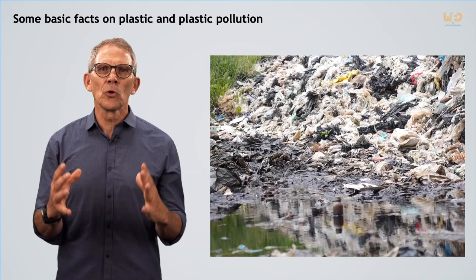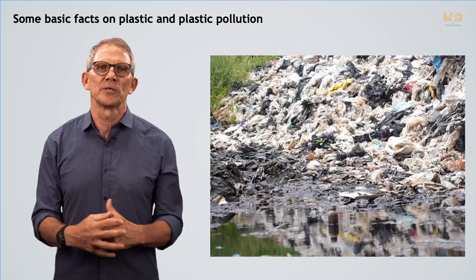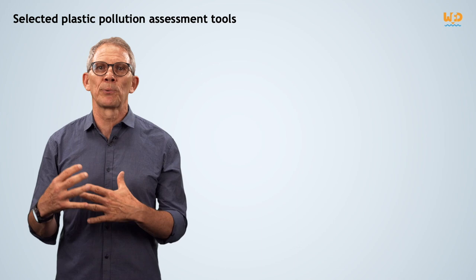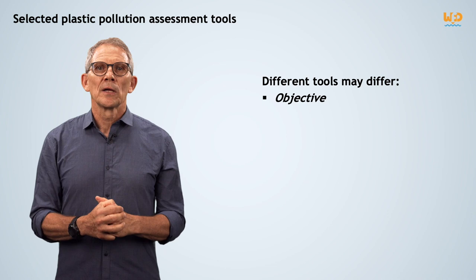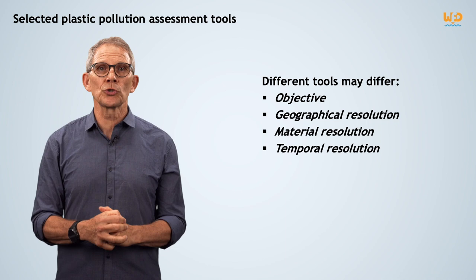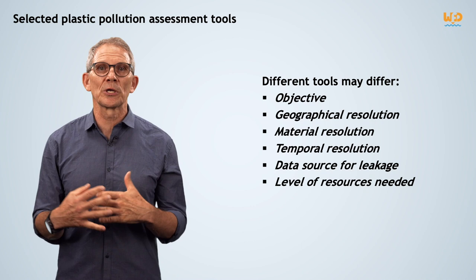Now, let's have a look into how to quantify the amount of plastics that ends up into the environment. Several tools exist to help assess the plastic pollution situation. The different tools and approaches for the assessment can be distinguished based on several factors: the objective, the geographical resolution, material and temporal resolution, the data source for leakage, and the level of resources required to do the assessment.